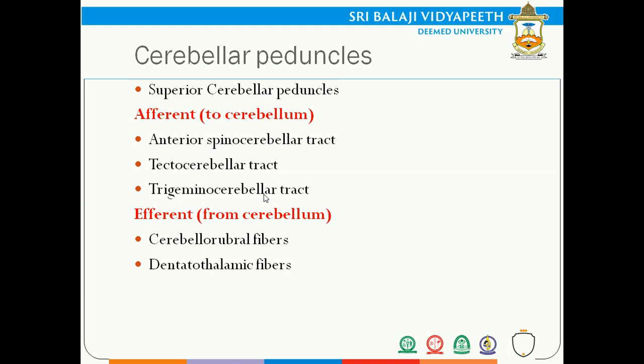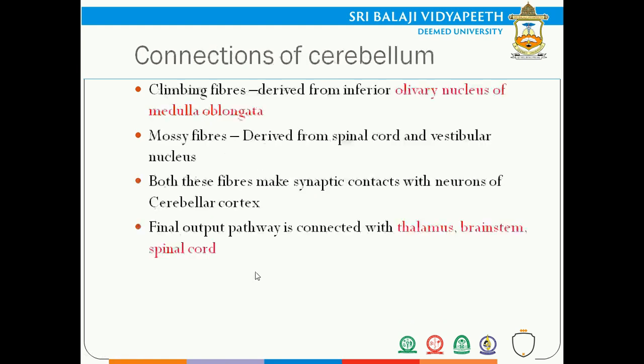The motor tracks are otherwise called the efferent tracks, and the sensory tracks are otherwise called the afferent tracks. In brackets I have given: afferent means to the cerebellum, efferent means from the cerebellum to some other location. That is the to-and-fro direction. To name the tracks, first the sensory or afferent tracks: the anterior spinocerebellar tract, tectocerebellar tract, and the trigeminocerebellar tract. The efferent tracks, otherwise the motor cerebellum, are the cerebello-rubral fibers and the dentato-thalamic fibers, which pass through the superior cerebellar peduncle exclusively.